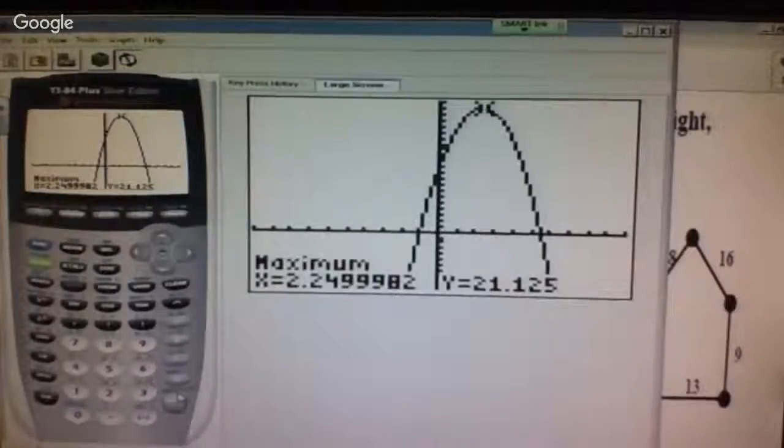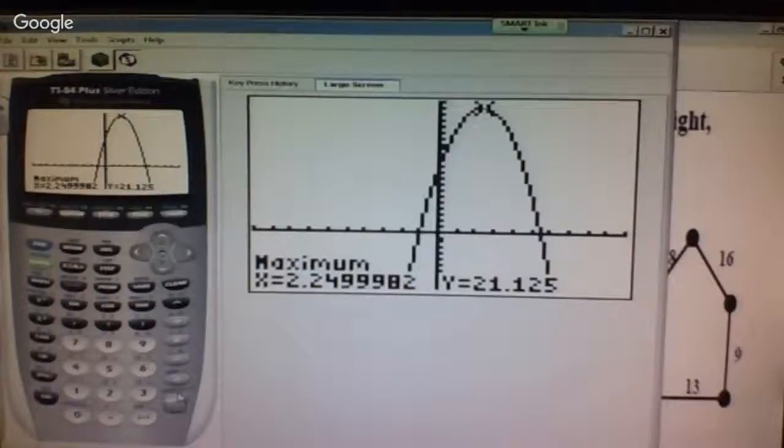It's like 5.4. Okay, listen. 5.3. Notice mine came up 2.2499982. Most of yours came up 2.25. You would round this to 2.25. That's part B: 2.25 seconds to get to your maximum height. Your maximum height then is 21.13 feet. So after 2.25 seconds, my flying squirrel is 21.13 feet in the air.